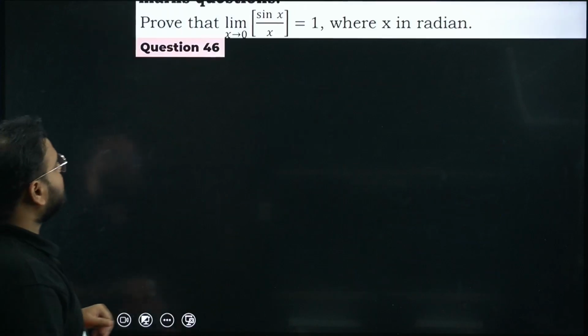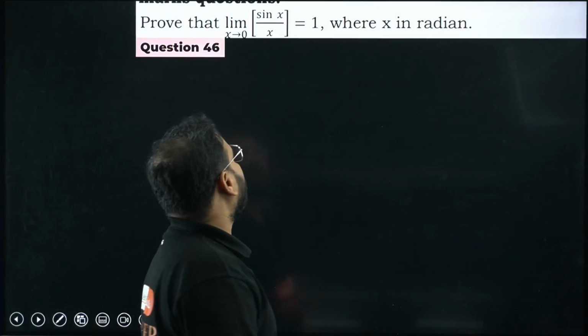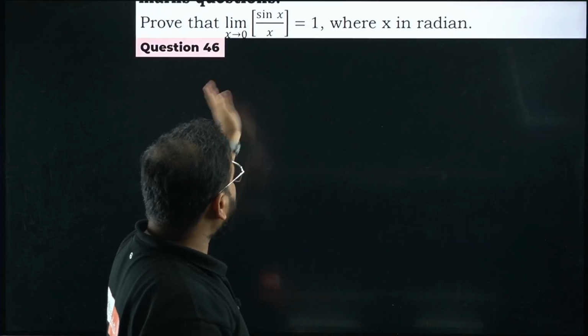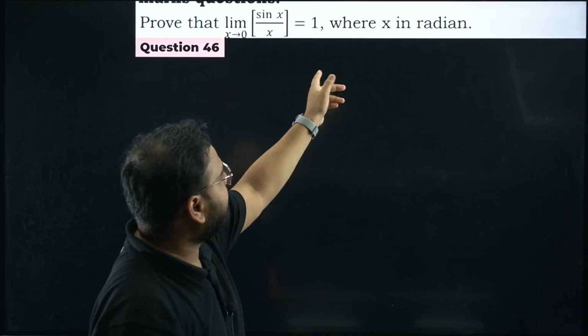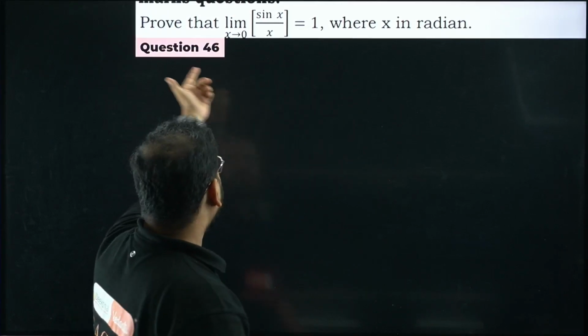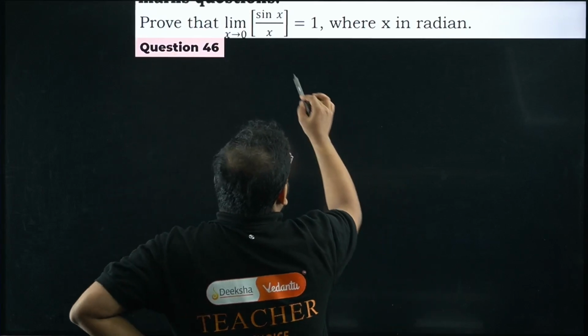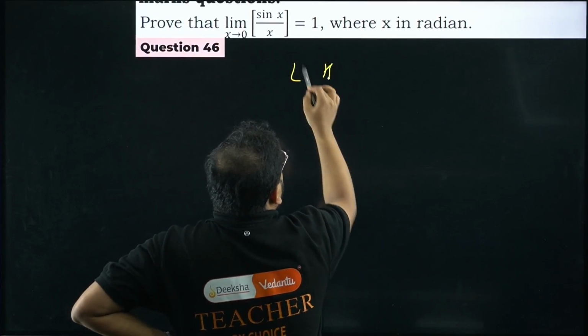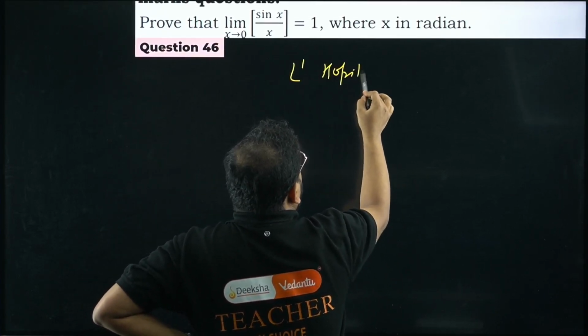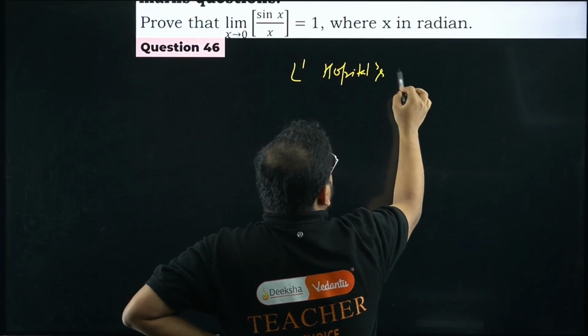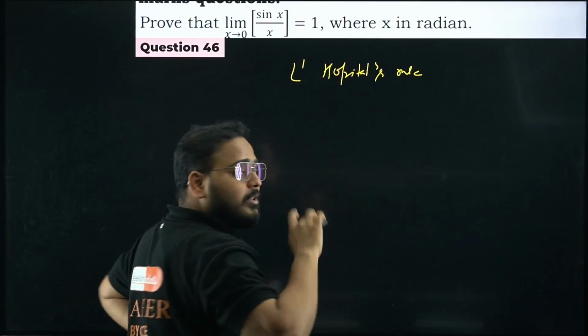All right. Chaliye sir, what we have to prove is that limit sin x by x when x tends to 0 equals 1, okay, where x is in radian. Doesn't matter. We have to prove this limit. We have to use what? L'Hopital's rule. What do you do in this?